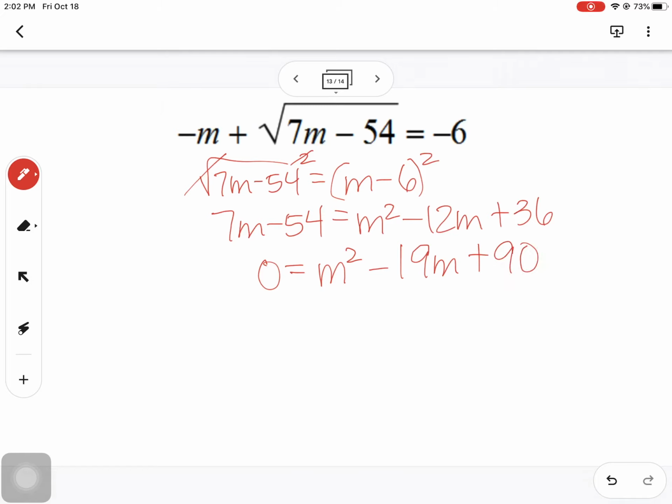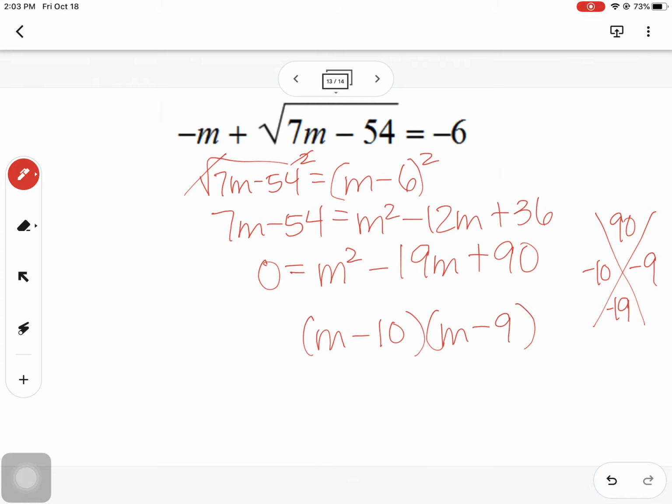Okay, feel free to pause so that you can try to factor this and finish solving real quick, but then I'll keep going. That should be your numbers that you're using, and when you finish factoring, this is what you should have. Setting your factors equal to 0 and solving, you should get that m is 10 and that m is 9.